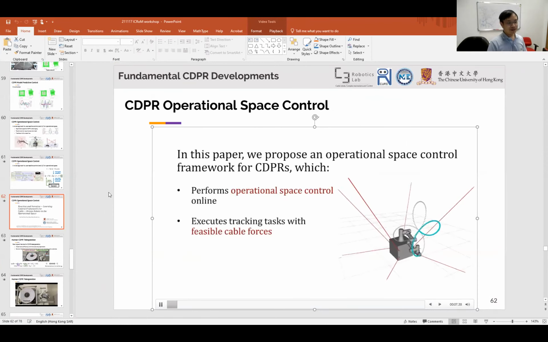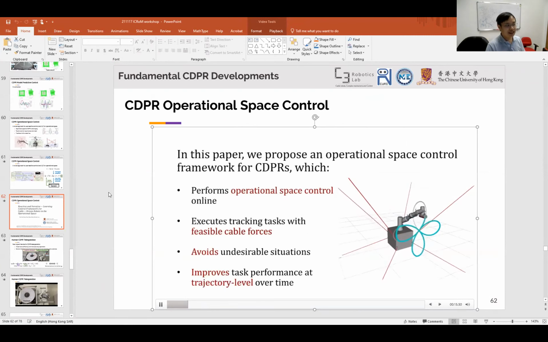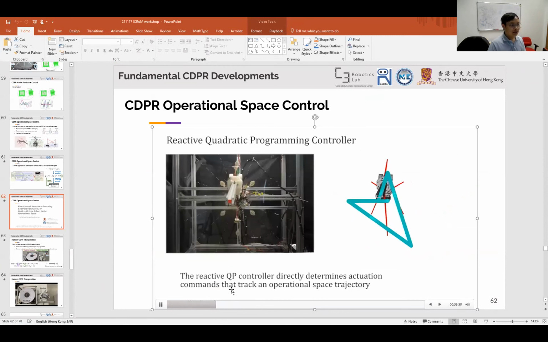So basically, the operational space control, we want to control the position of the end effector while doing a set of constraints, avoiding collision, good manipulability, and dexterity as well. And basically, this is the reactive controller. So we're able to first already get a good performance with the reactive control.